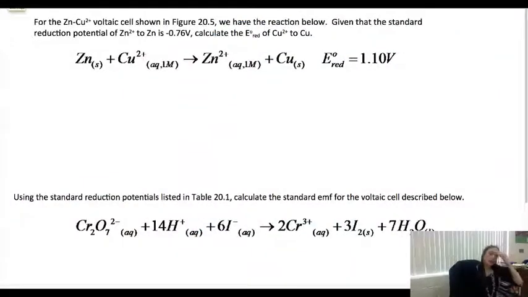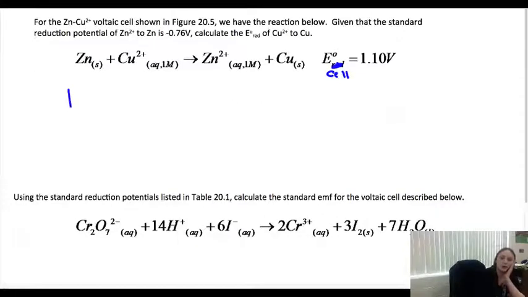Okay, so if I look at my next problem here, it says for the zinc copper voltaic cell shown in figure 25, we have the reaction below. Given that the standard reduction potential for zinc is negative 0.76, I'm going to figure out the reduction potential for copper 2 plus to copper, and then give me my overall cell. So this really should not say RED, this should say cell.